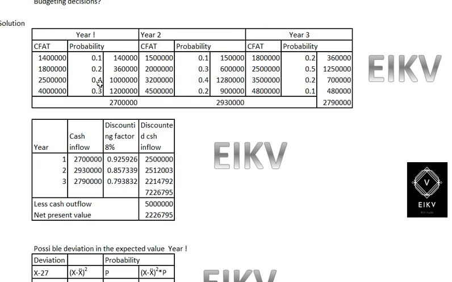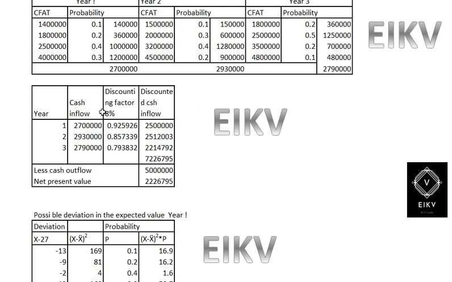So going ahead with the solution, the year 1, year 2 and year 3 cash flow after tax and probability have been directly taken from the question, and we will take the sum of the multiplication, that is cash flow multiplied by the probability, for the 3 years. When we take the total we will get 27 lakh for the first year, 29 lakh 30,000 for the second year and 27 lakh 90,000 for the third year.